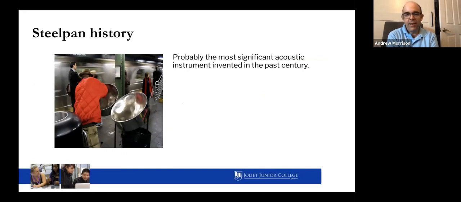I claim, and others have claimed, that it's the most significant acoustic instrument invented in the past century. If you can think of another tuned acoustic instrument that you don't plug in, it's not electronic, or not electronically amplified, that is as significant as the steel pan, I want to hear about it, because there are lots of new percussion instruments, but most of the new ones are not tuned and have not been as widely adopted as the steel pan has. It's only been around for about 75 years, and I keep having to update this number.